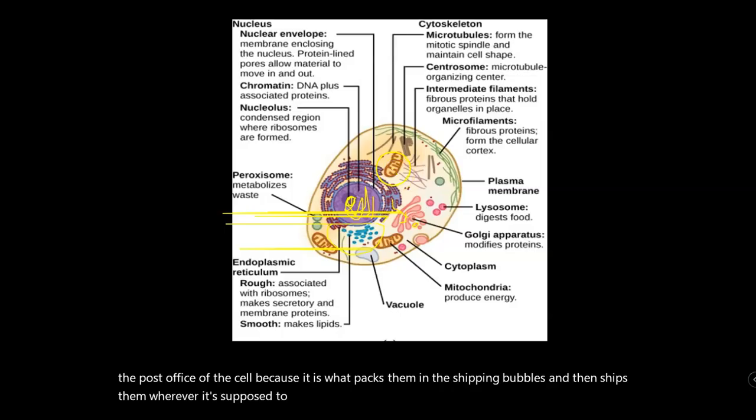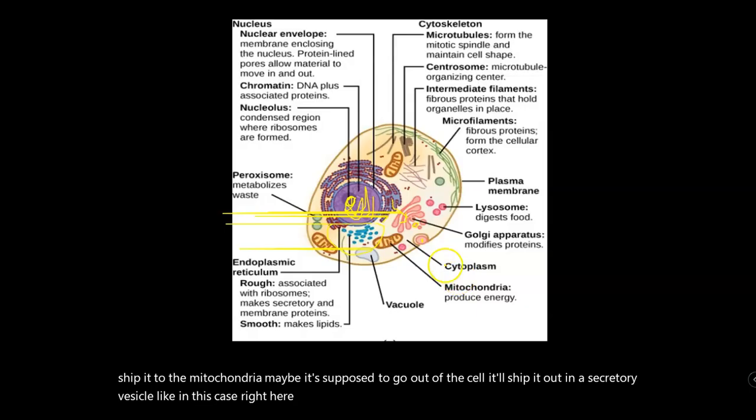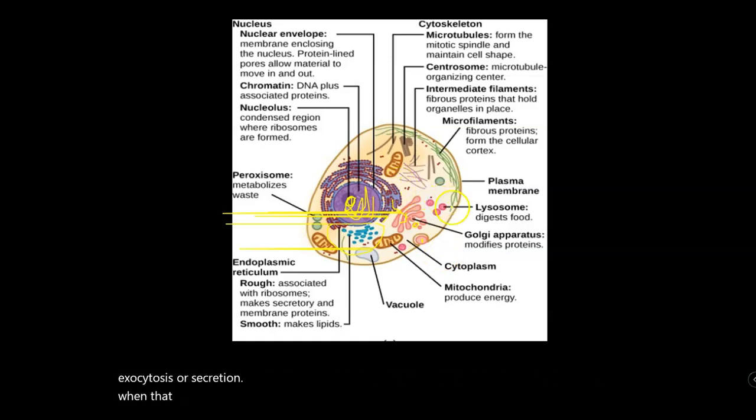Maybe the protein's supposed to go to the mitochondria, it'll ship it to the mitochondria. Maybe it's supposed to go out of the cell, it'll ship it out in a secretory vesicle, like in this case right here, and then spit it out from the cell. That is called exocytosis or secretion when that happens. Now, some of the bubbles get extra special proteins, and so the name changes based on what's in that bubble.